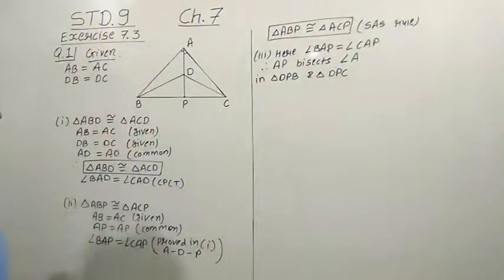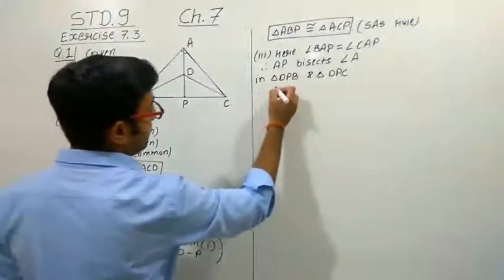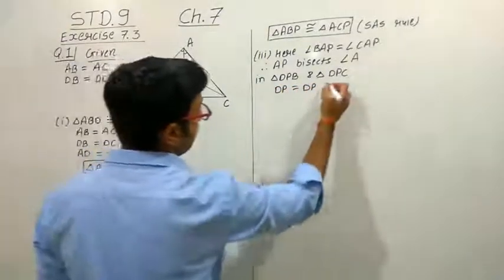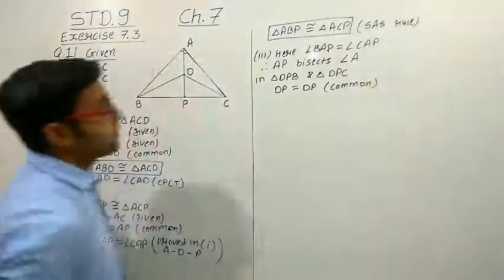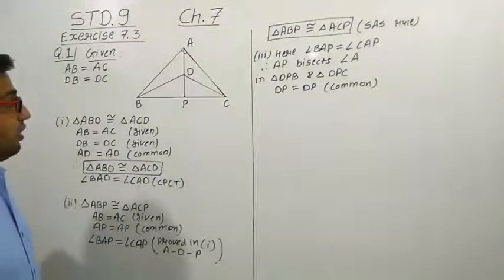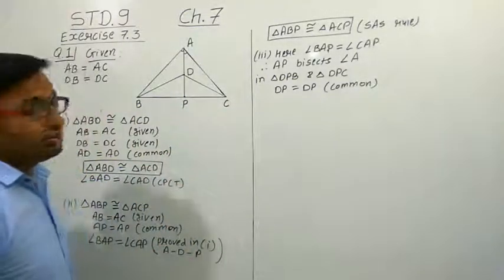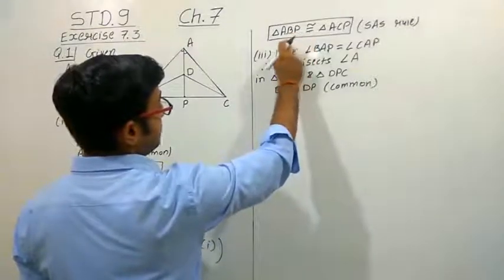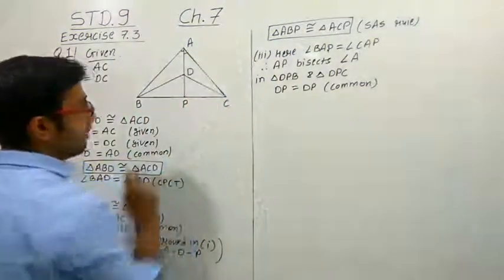Yes, we can write down only one thing, that is DP. DP is equal to DP. This is the common side. So now can we take PB and PC equal? Yes, actually yes, because here we have written down that the two triangles ABP and ACP are congruent.